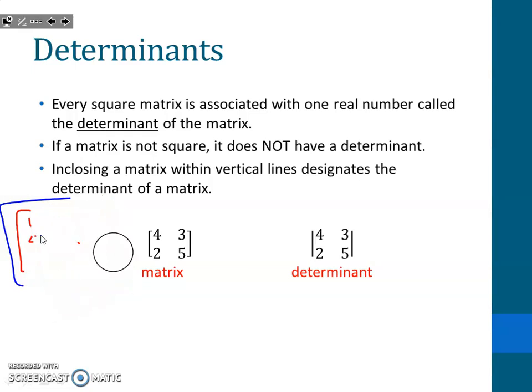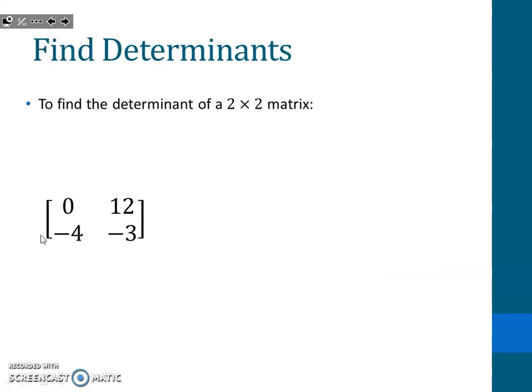Okay, so next slide is going to be how to find the determinant for a 2 by 2 matrix. So we've got our matrix right here, 0, 12, -4, -3. That's our 2 by 2. So first off, does this have a determinant? Yes, it does, because it is a square matrix. It's 2 by 2.